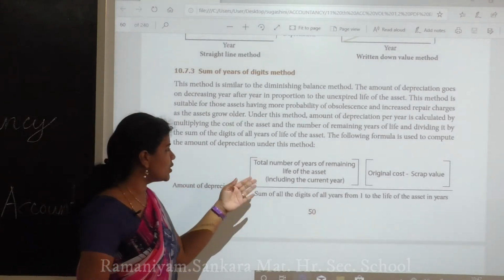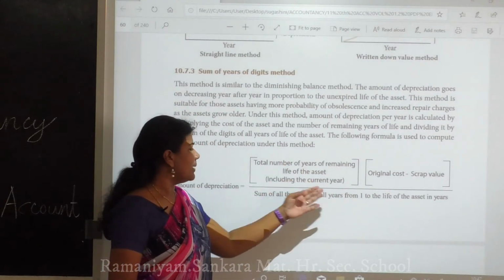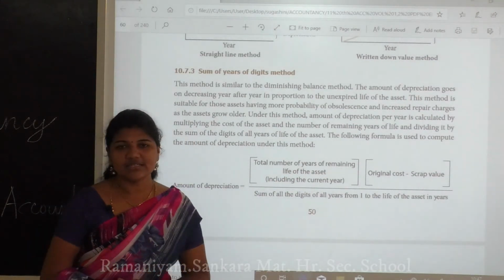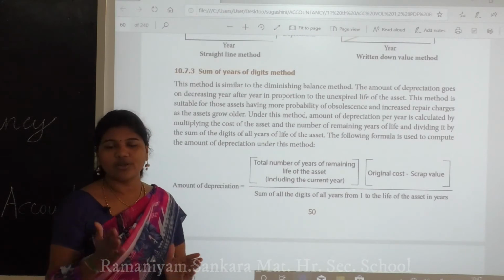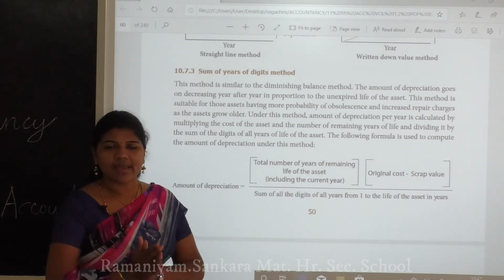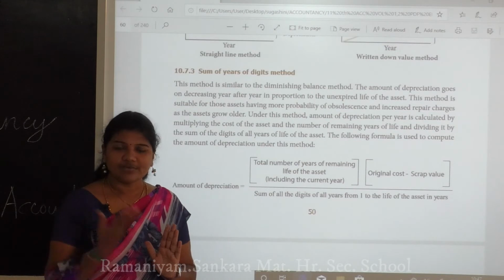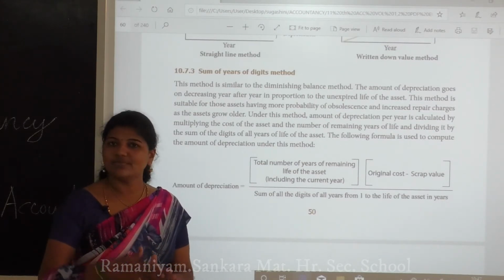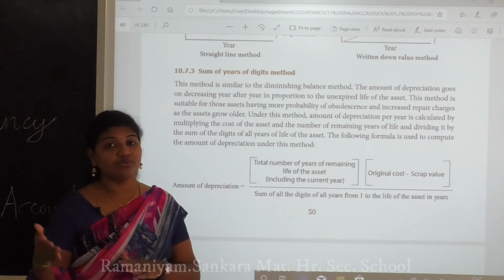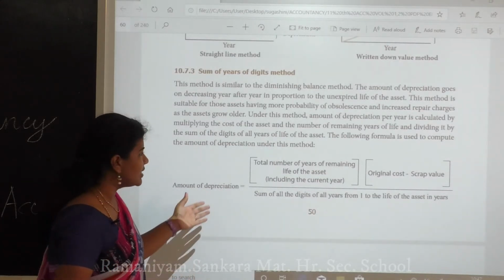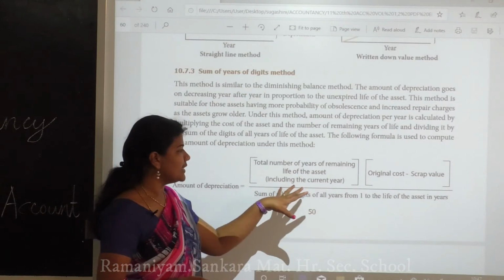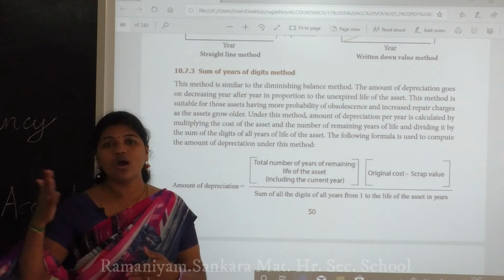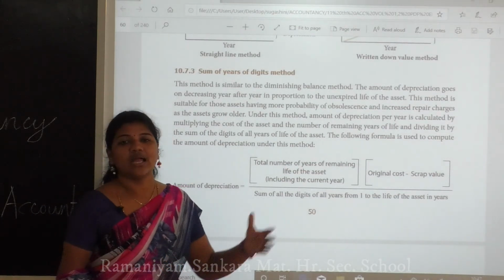The first thing is the total number of years of remaining life of the asset. Total number of years of remaining life means we use the new product, in which we spend a large amount buying it. Maximum usable for 10 to 15 years. So we have to use that number of years here, including the current year also. Current year means this year. So from this year up to how many years we are going to use it, that we have to use here.